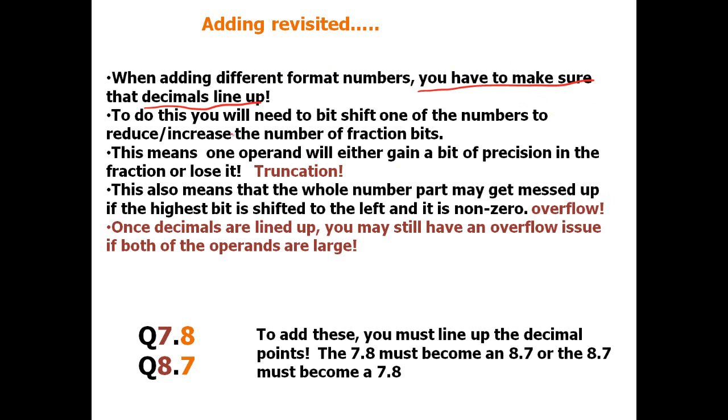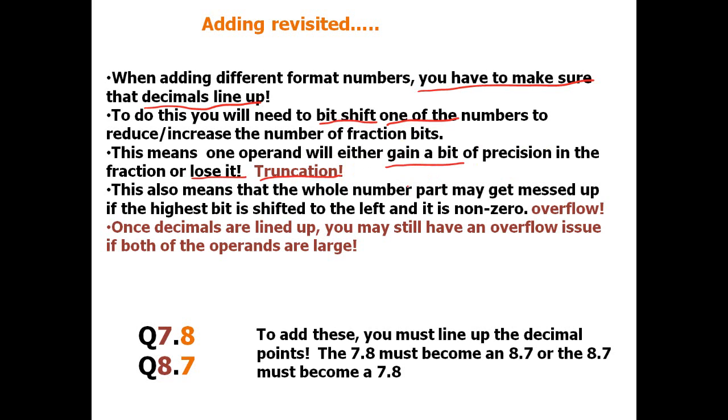What if they don't? Well, we've got to fix it. There's only one way to do it. You've got to bit shift one of the numbers to either increase or decrease the number of fraction bits. There's no way around this. This means that one operand is either going to gain a bit of precision or one has to lose it, and you may have truncation.